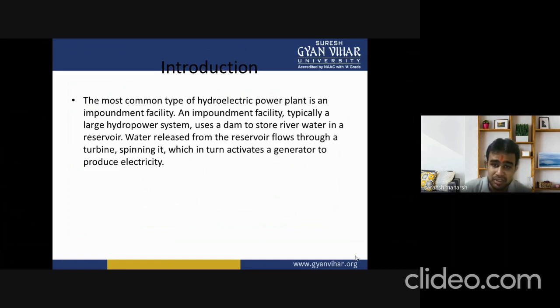But here we discuss this type, hydroelectric power plant, and now we will discuss the term hydro. Hydro is related to fluid, and fluid is related to water.